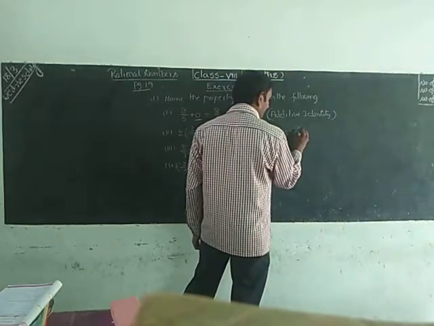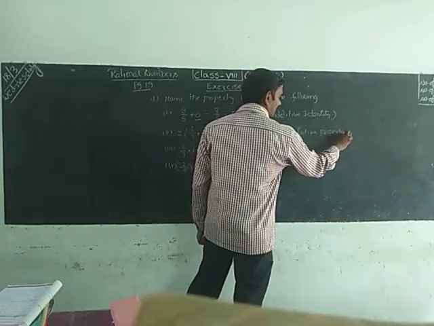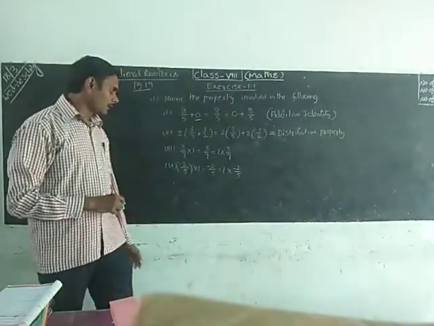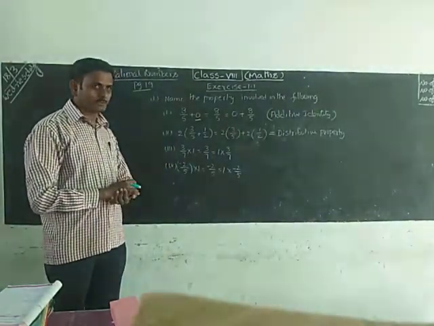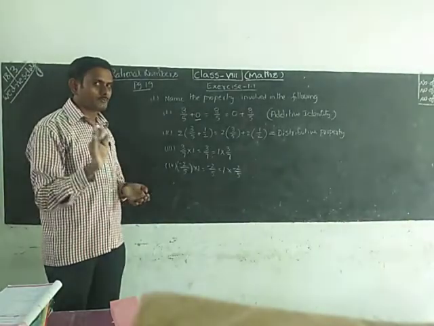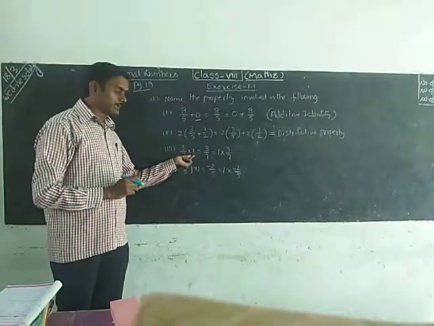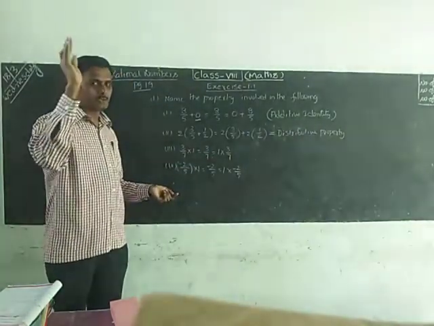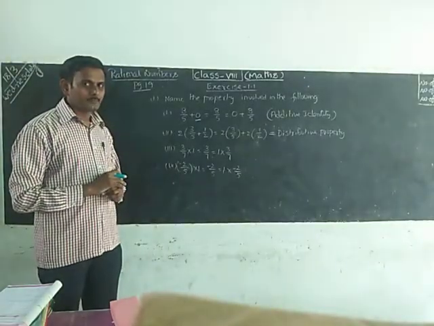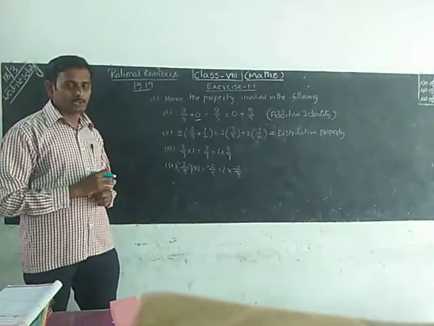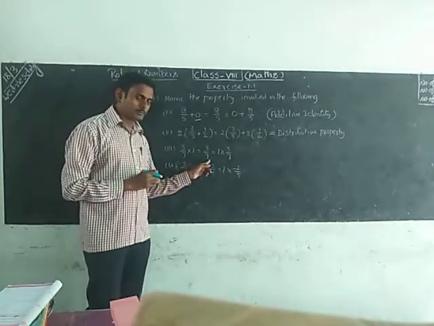This is the distributive property. Now go for the next question. The third and fourth seem to be the same, but only one thing is different. Here a number is multiplying with 1. 3 by 7 multiplied with 1. We have to remember which one 1 is called: multiplicative identity. 3 by 7 multiplied with 1, we get 3 by 7 only.